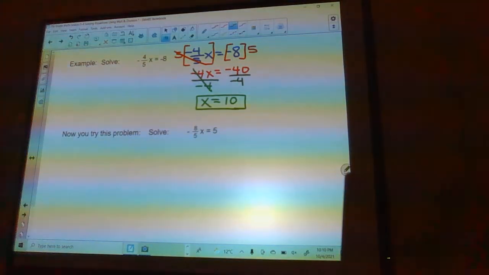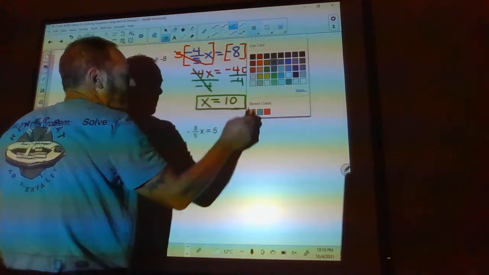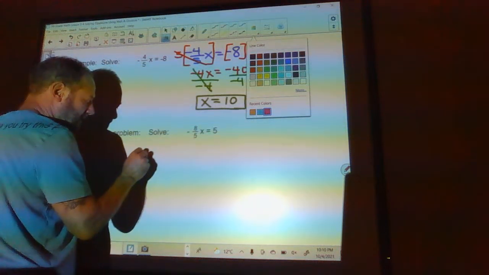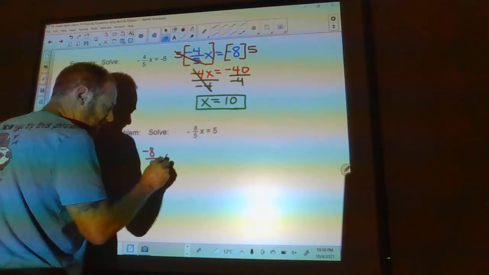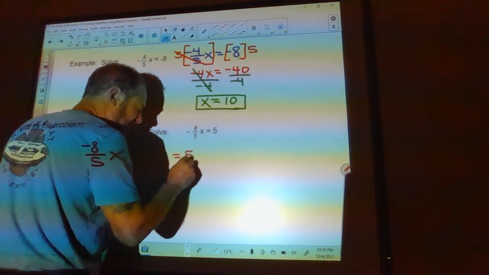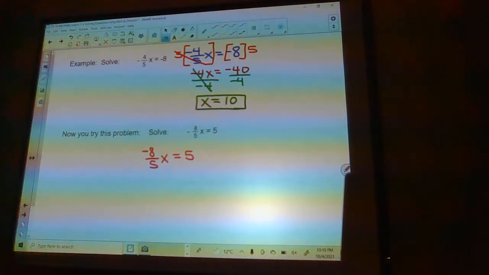Okay, so here's one for you to do. Let's write it a little bit bigger. So this is negative 8 divided by 5 times x equals 5. So go ahead and pause the video, solve this problem, and then jump back on and see how you did.